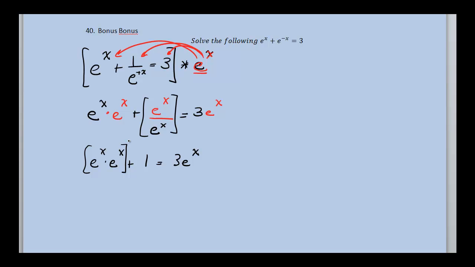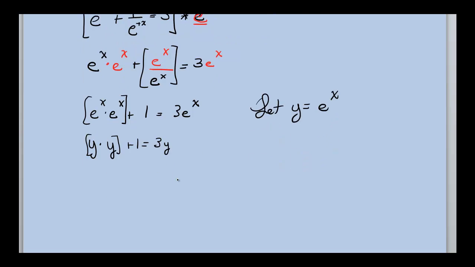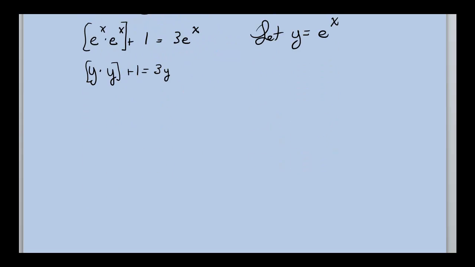However, I'm going to show a little trick at this point. I'm going to say let y equal e to the x. So everywhere you see e to the x, go ahead and plug in y, which means you are going to have y times y plus 1 equals 3y. So everywhere I saw an e to the x, I plugged in a value of y. Y times y gives you y squared, plus 1 gives you 3y.